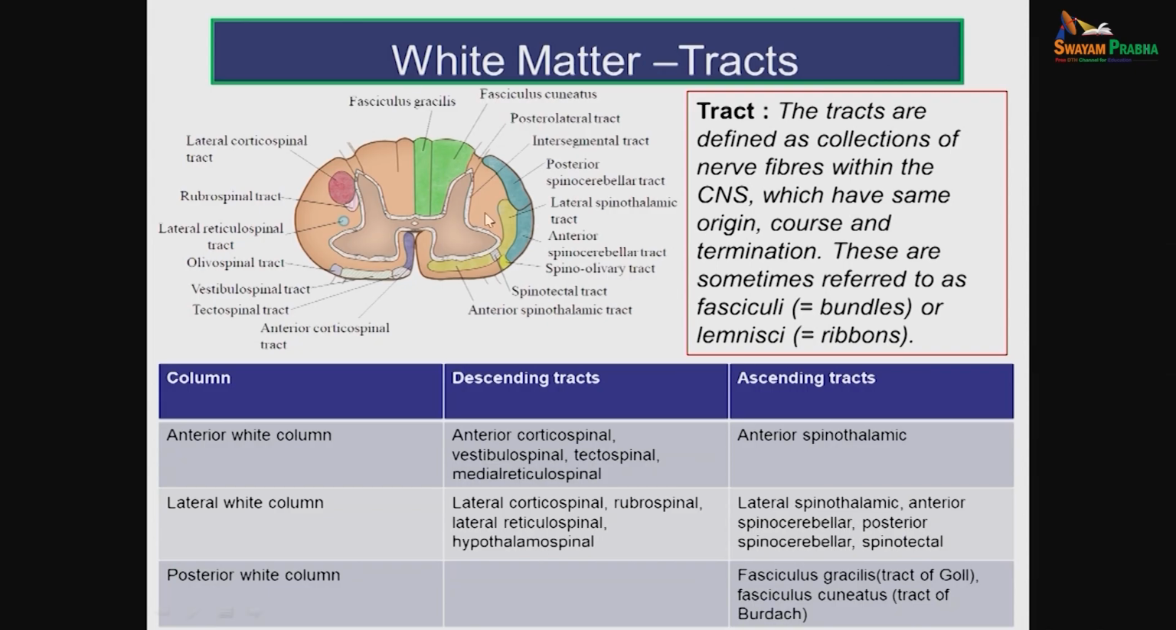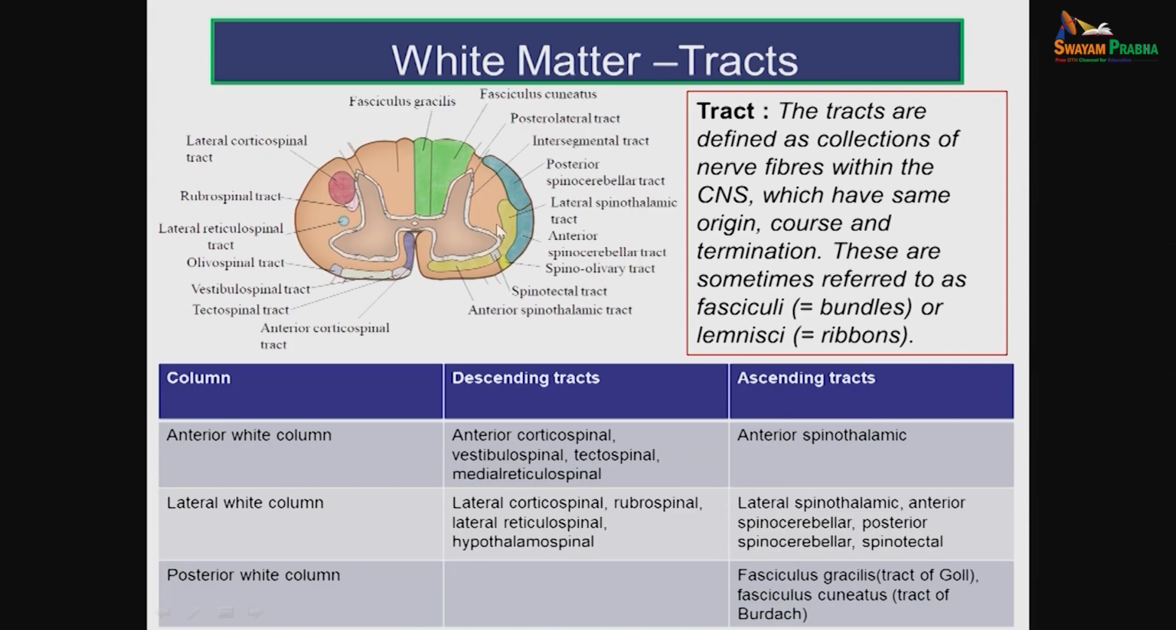So the nerve fibers in the white matter get collected and form the tracts. These tracts have the same origin, course and termination, and they are named after the masses of grey matter they connect. Please look at this picture. You can see the various descending and ascending tracts which are present in the various white columns: anterior white column, lateral white column and posterior white column.